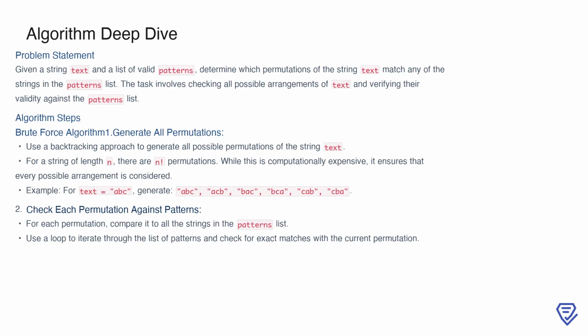Once we have all the permutations, the next step is to compare each one against the patterns list. For every permutation, we iterate through the list of patterns to check for an exact match. This ensures that no potential match is overlooked, but it also adds another layer of computational effort.